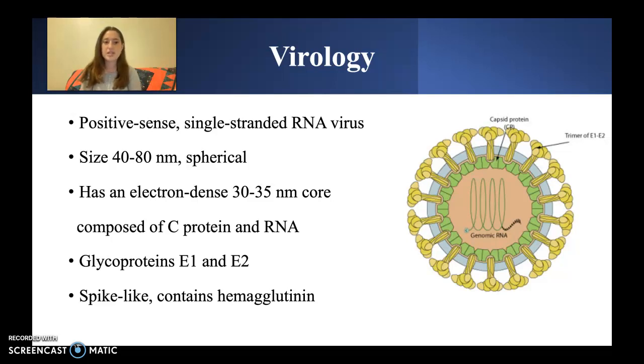So these glycoproteins, as you can see in the picture, are kind of like this spike-like shape surrounding the cell itself, and they contain a substance called hemagglutinin. And hemagglutinin, what it does, it's going to adhere to the red blood cells in one's body, and it is going to initiate infection. And keep this term hemagglutinin in mind because the antibody response is going to be directed to this glycoprotein specifically because of that.